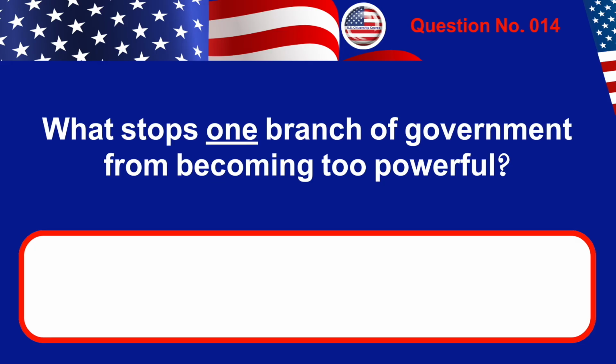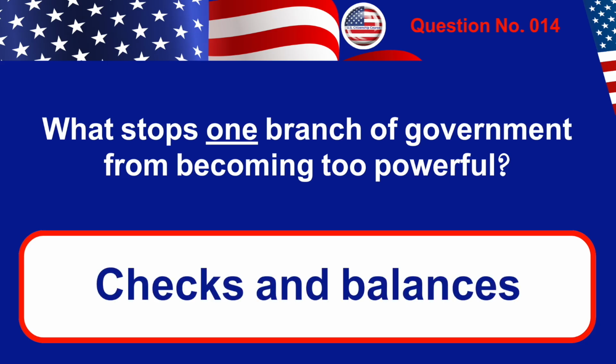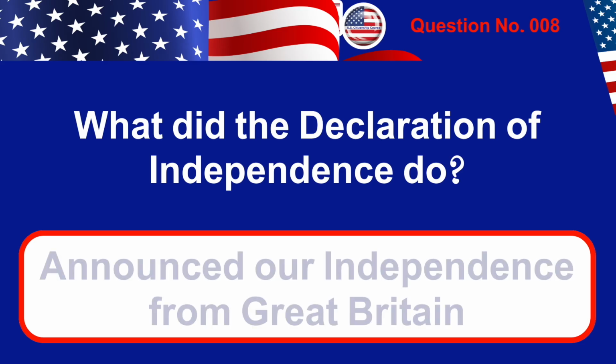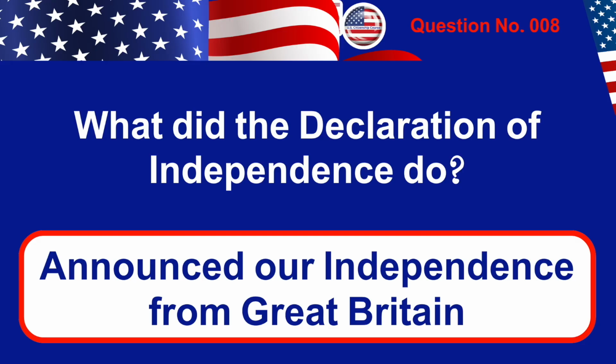What stops one branch of government from becoming too powerful? Checks and balances. What did the Declaration of Independence do? Announced our independence from Great Britain.